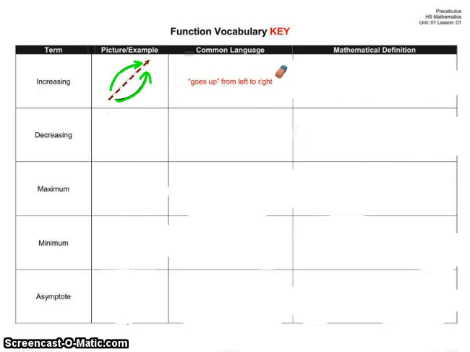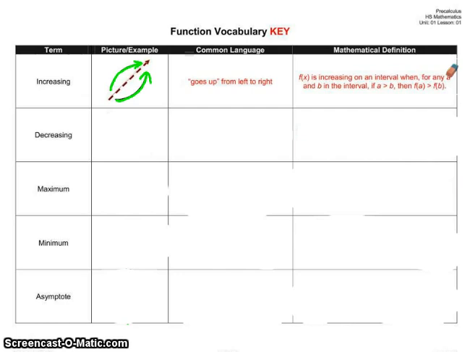The mathematical definition is a little bit more sophisticated and a little bit more verbose, and it is read as f of x is increasing on an interval when for any a and b in the interval, if a is greater than b, then f of a is greater than f of b.